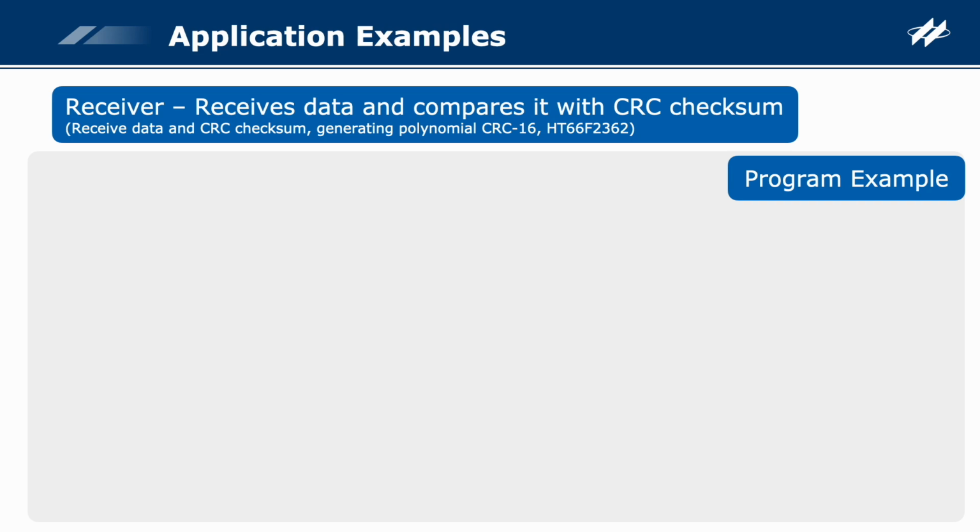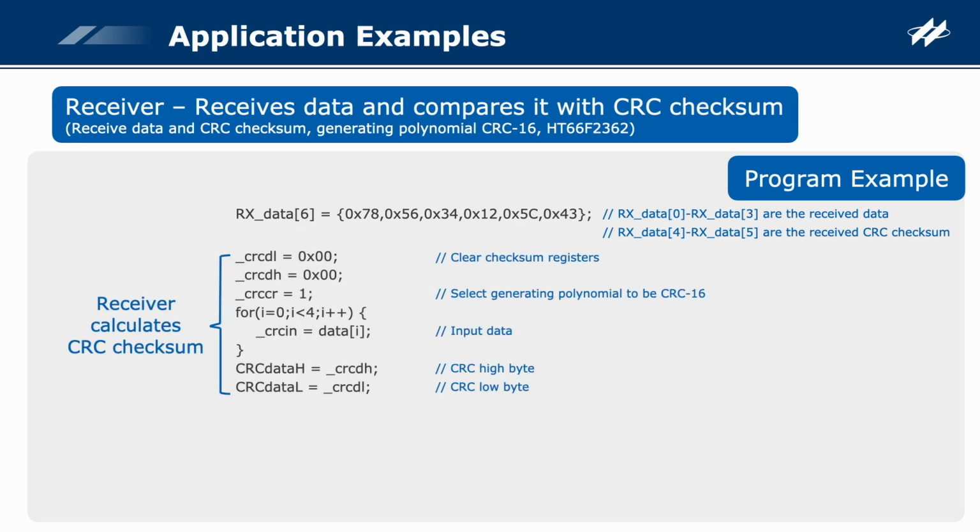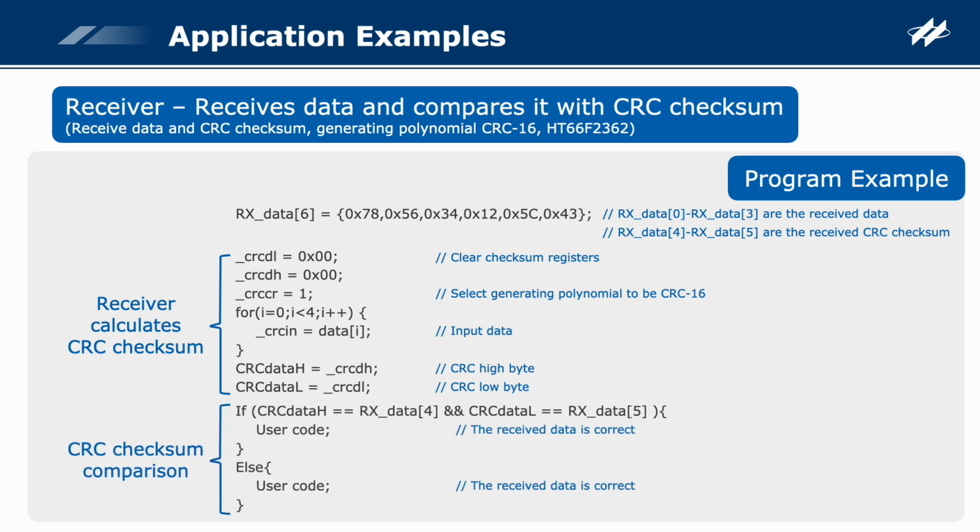Let's take a look at how the receiver compares the CRC checksum. First, receive the data and CRC checksum. Then, calculate the CRC checksum based on the received data and the generating polynomial. Finally, compare the checksum calculated by the receiver with that of the transmitter, and write the code according to the user's requirements.